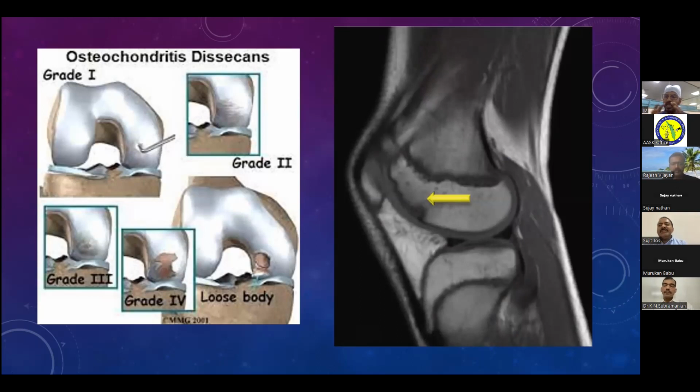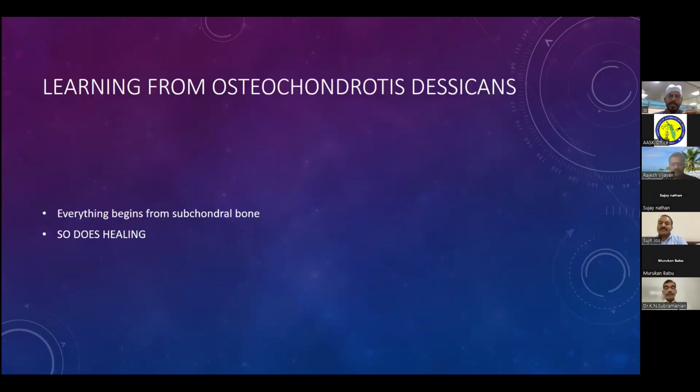And moreover, if you have a bigger lesion, then obviously you should support the subchondral bone also, just like OATS. You can't do a simple microfracture and get away with it. You need to replace the subchondral bone. That is why you are doing OATS in a bigger lesion rather than a microfracture in a smaller lesion. And learning from osteochondritis dissecans, everything begins from the subchondral bone, and so does healing.